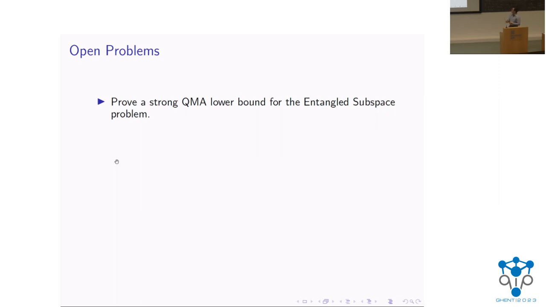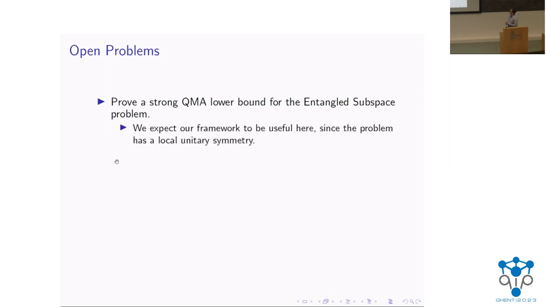Obviously, I've mentioned a few. The most recent one that I just said is to prove a strong lower bound for the entangled subspace problem. As I said, showing this would be a huge leap forward in our understanding of QMA2. It would also refute a couple of conjectures. The belief is that the entangled subspace problem is another problem that's invariant under local unitaries. So, we believe that exploiting these symmetries can get similar lower bounds to the other problems I had mentioned in this talk.